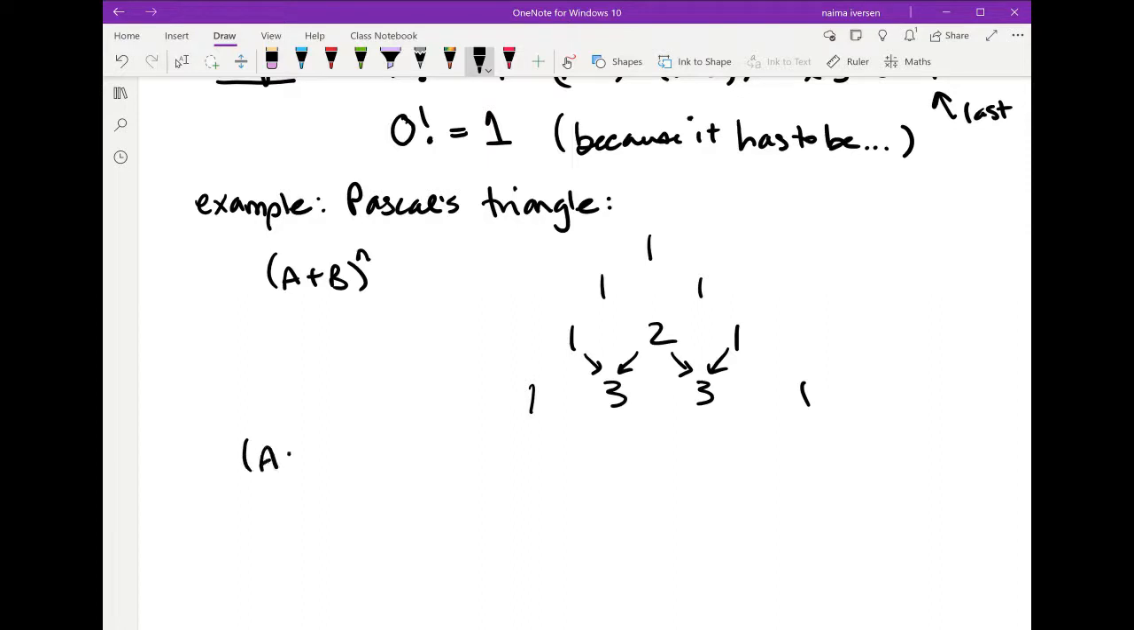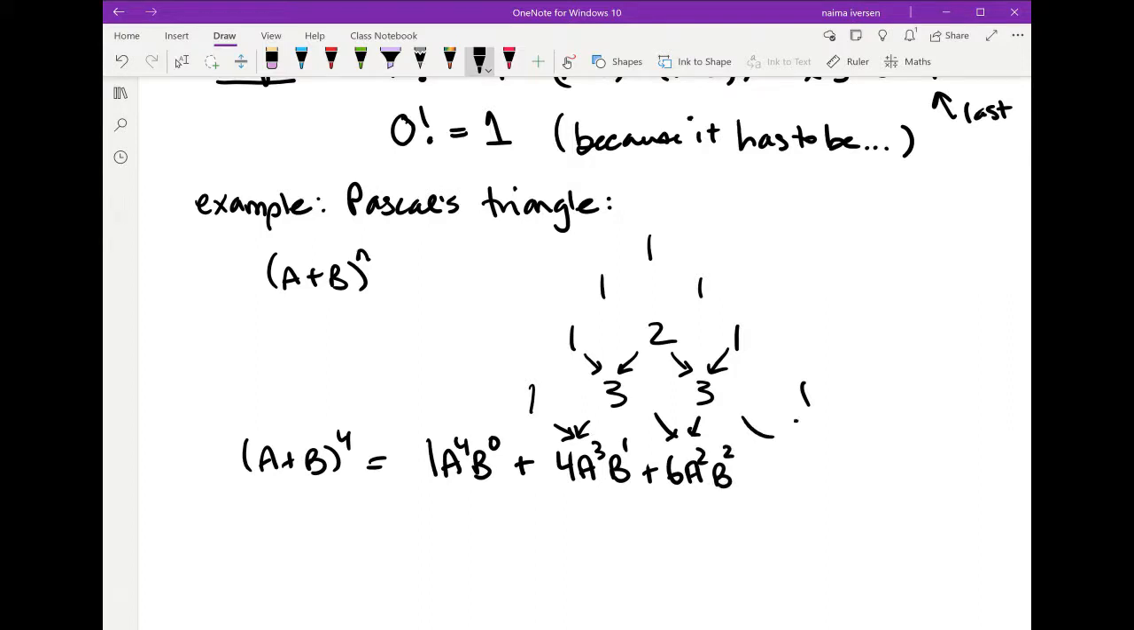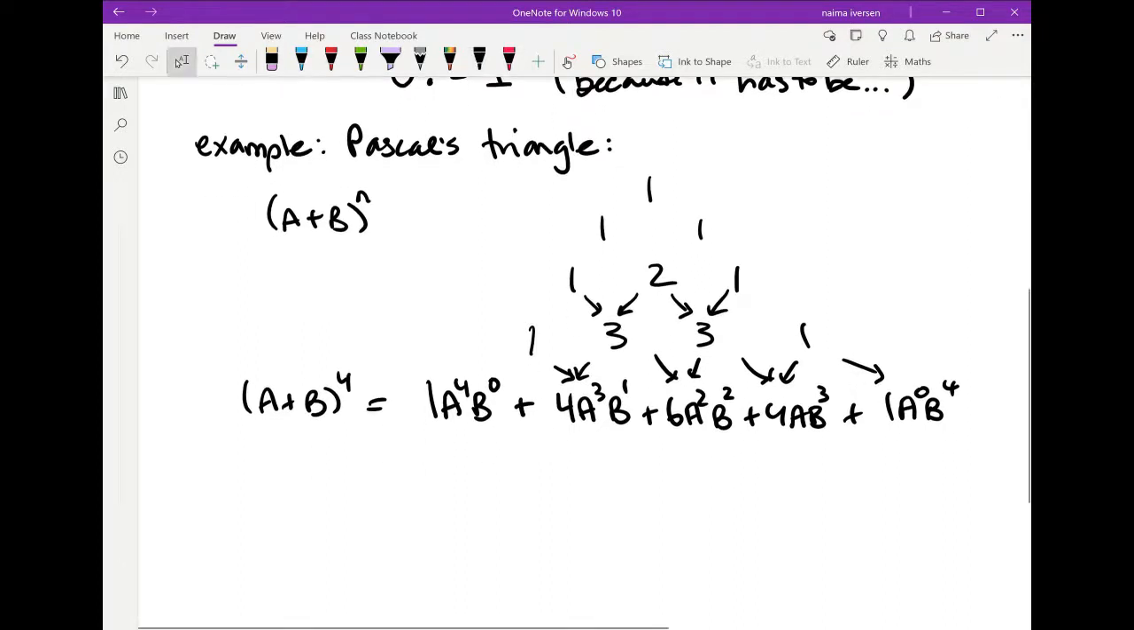So for example, if I had to do a plus b to the power of 4, it was 1a to the 4th and 0 b's. Add those together, I would get 4a cubed and 1b. Add those together, I would get 6a squared and 2b's. Add those together, I would get 4a and a b cubed. And then that last one would be no a's and all 4 b's. I'm writing the no b's situation with the 0 sitting up in the corner for the a and the b. So you can see that in this binomial expansion, the a's are counting downwards and the b's are counting upwards.